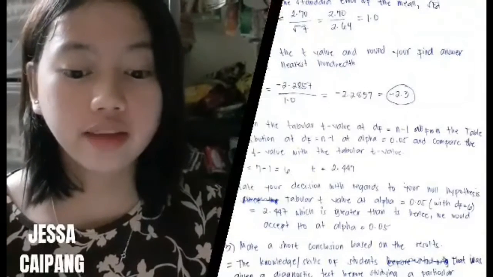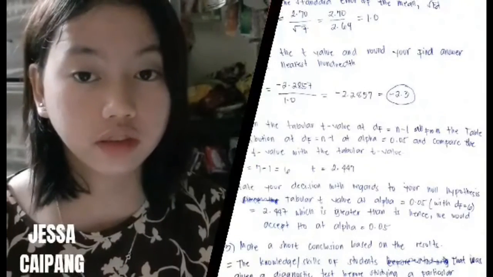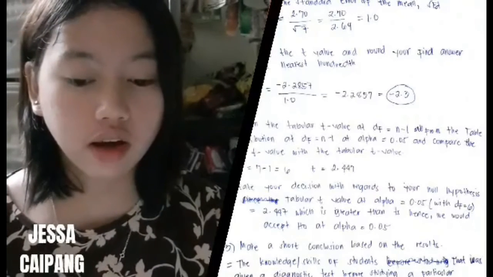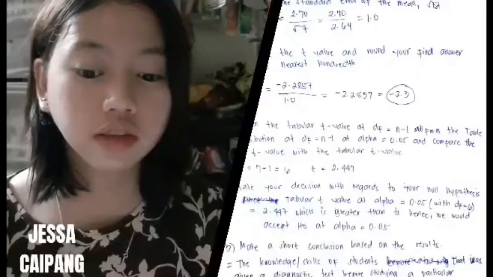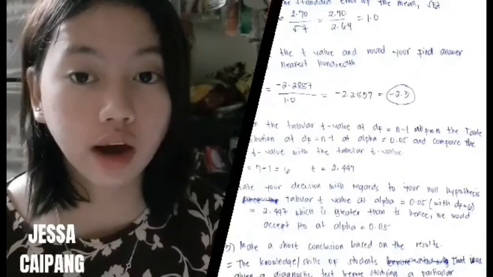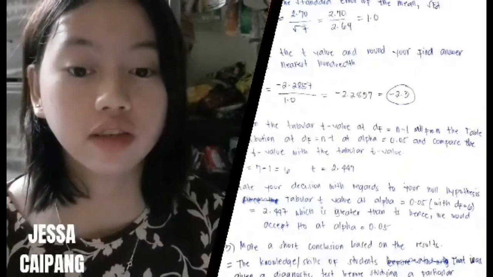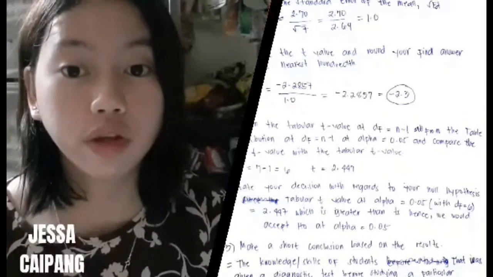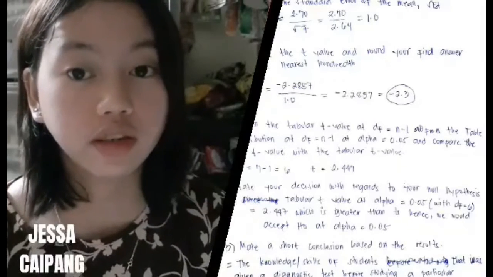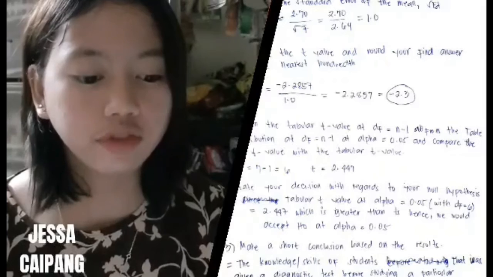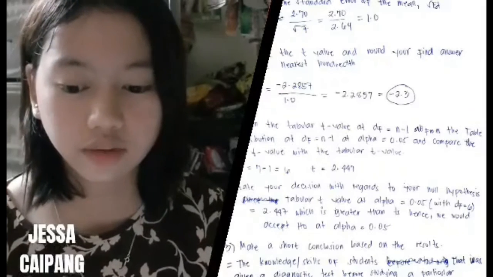Next is find the standard deviation of the difference D. To get the standard deviation, we take the square root of the variance. Our variance is 7.24, so its square root is 2.70. That is our standard deviation. And then next, calculate the standard error of the mean, or SED.